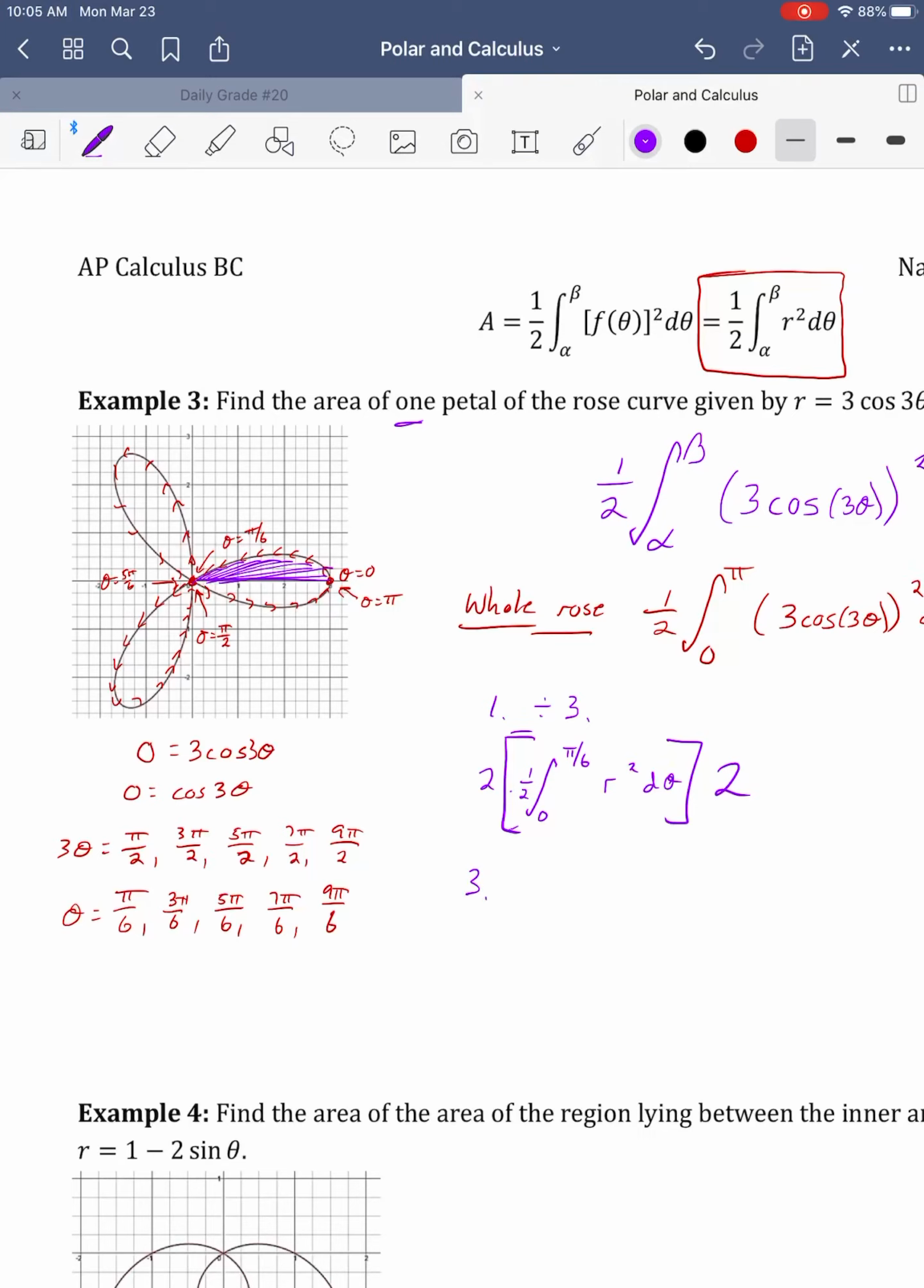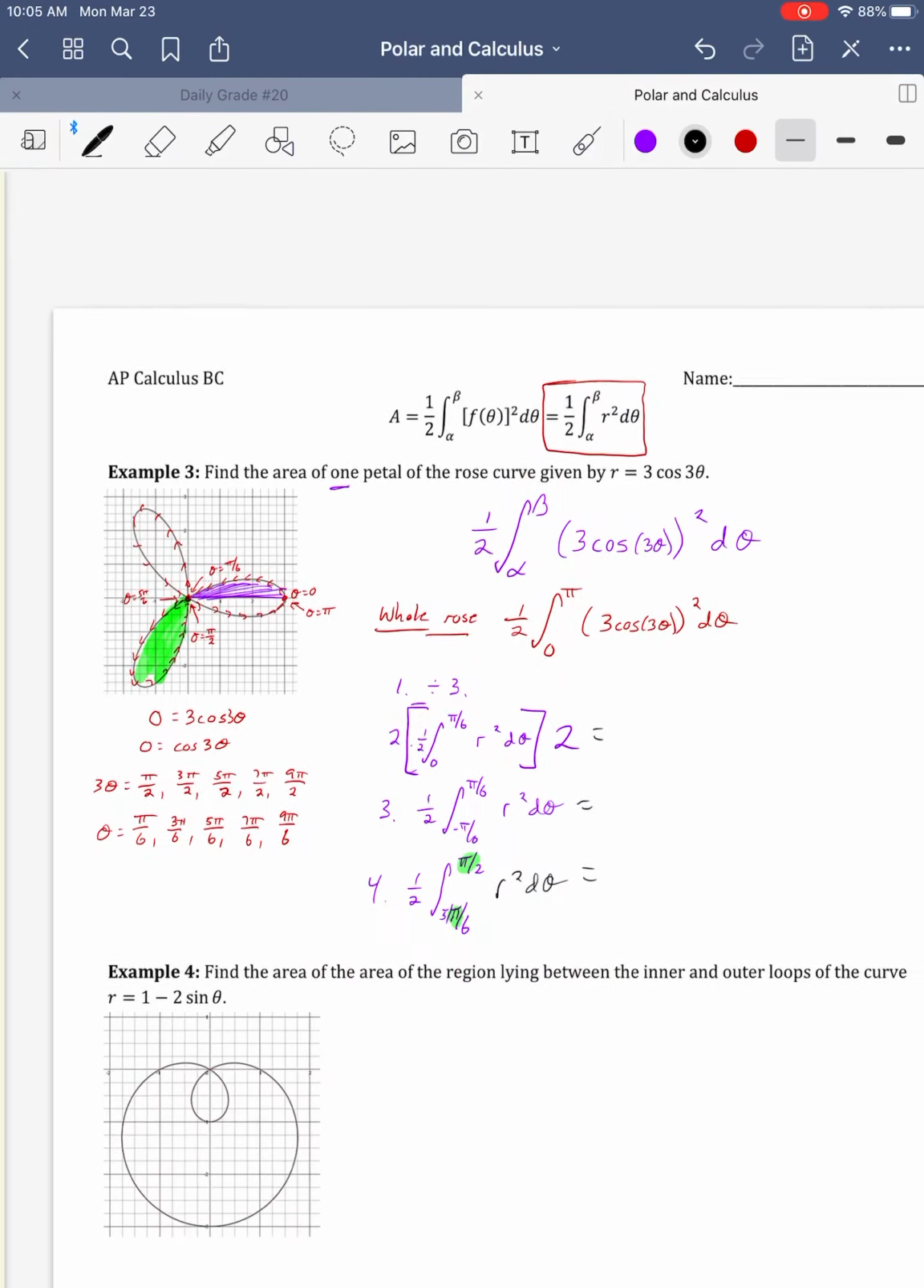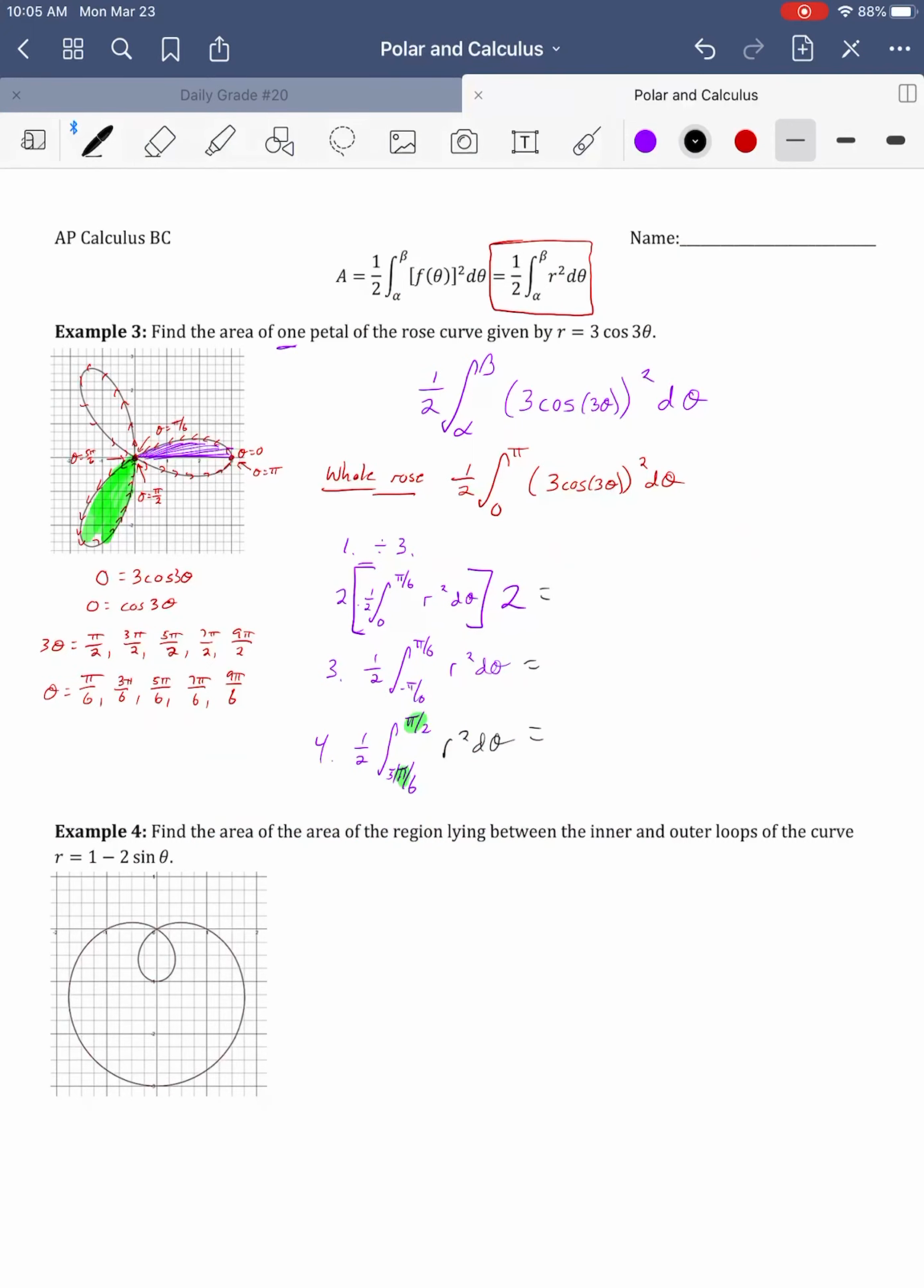Or your next option, if you didn't want to double half of a petal, you could do 1/2 the integral from negative pi over 6 to pi over 6 of r squared d theta. That would give you the whole petal. And there's actually an infinite number of options here. Or you could do 5 pi over 6 around to pi over 2. Now that one is going to give you this petal, but they're all the same, of r squared d theta. And then to get your answers, you can just plug them in the calculator. All right, so that's how the rose curve works.